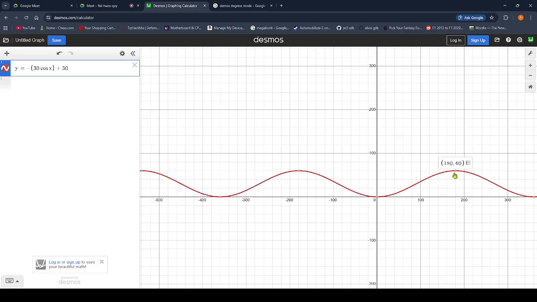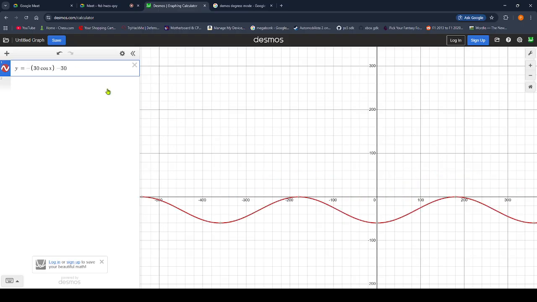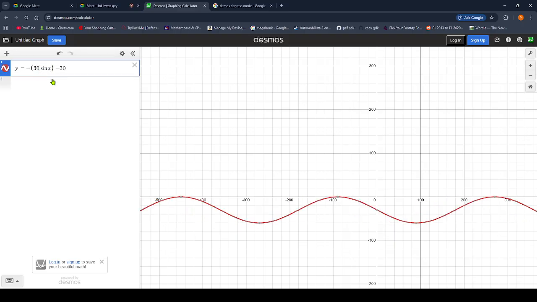Even though it shifted up, we can see that, okay, at 90, it's supposed to be at 30. And because there's a 30 shift, if we subtract 30 from that, it should be at 0. So even if we shift the graph down, we'll be able to tell. Because it starts here, goes up. That's a cos graph. That's a negative cos graph. A negative sine graph starts up, goes down.